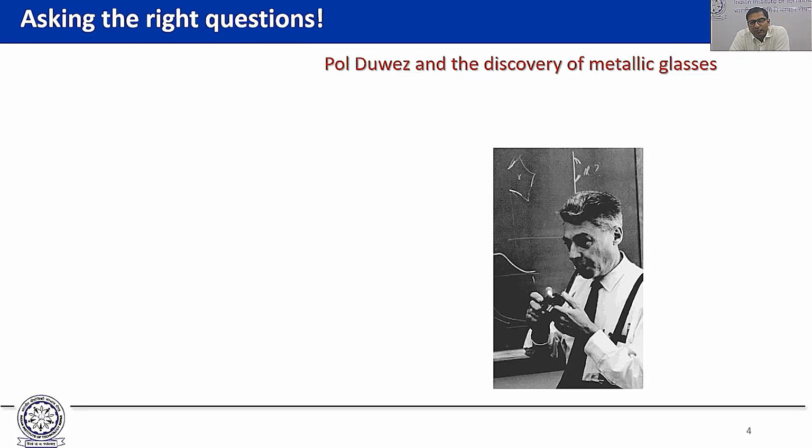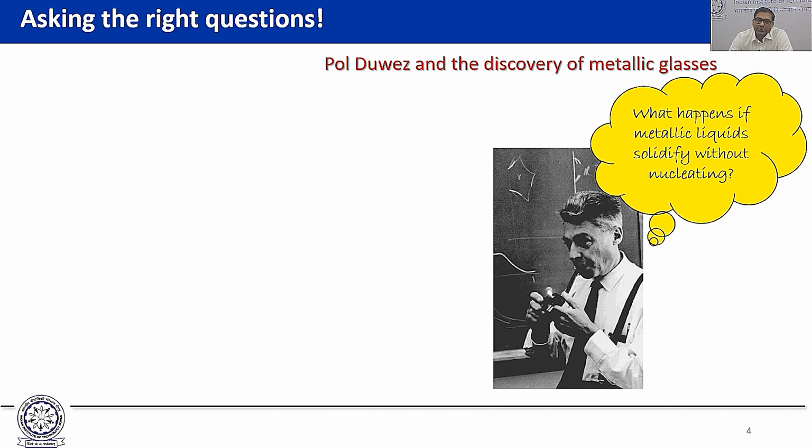Now, if you look at this sequence of discoveries, we had people who worked really hard in order to make these discoveries. We had people who were looking at other problems and ended up making accidental discoveries. What do we actually learn from them? Can we make the process of discovering new things a little bit better? This is where it became important to ask the right type of question. So I'm just going to touch very briefly upon the discovery of metallic glasses by Paul Duwez at Caltech.